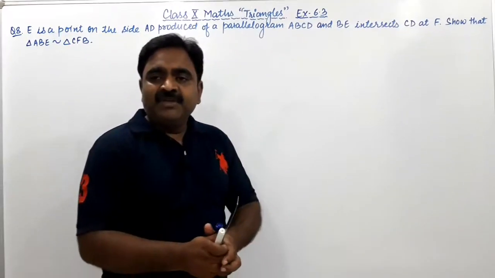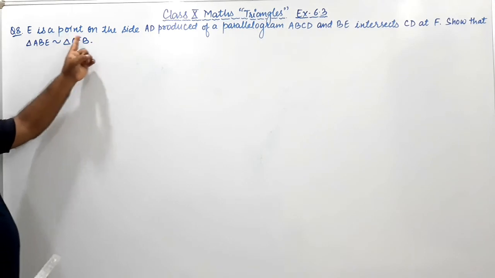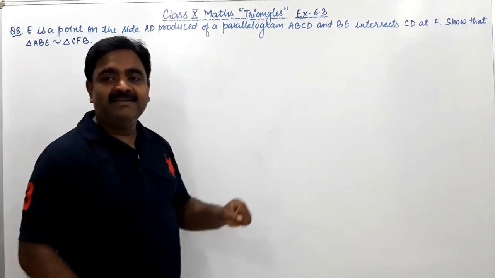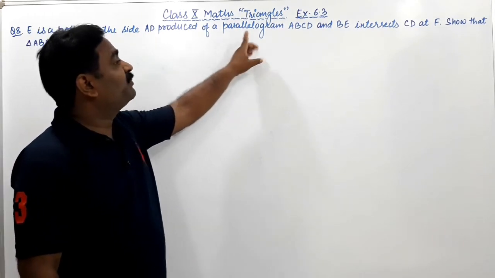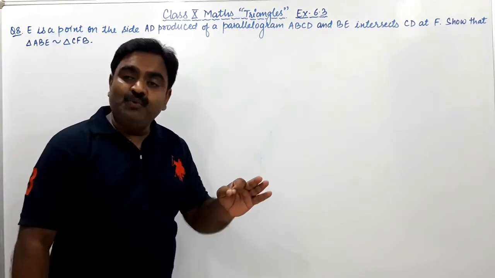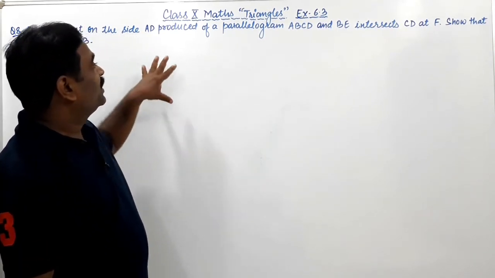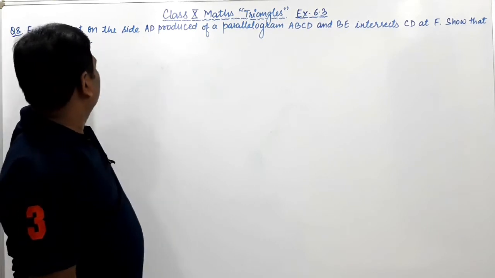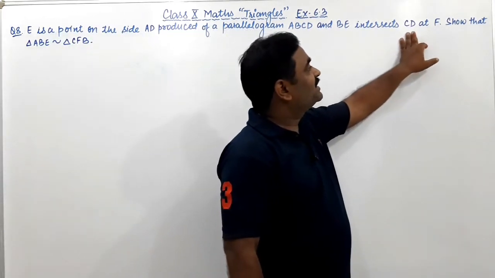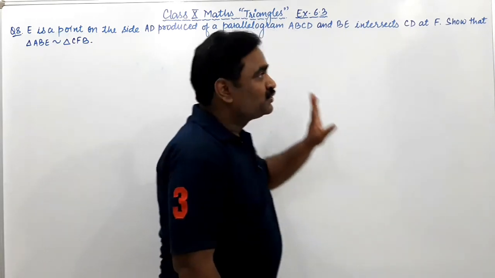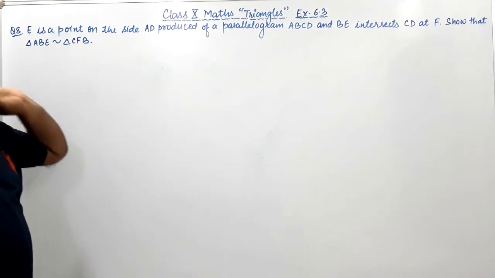Okay friends, so let's see the question number 8. In this it is given E is a point on the side AD if produced of a parallelogram ABCD. So you have actually a parallelogram ABCD. Now when you produce AD, then you will get a point E such that BE intersects CD at point F, so that triangle ABE is similar to triangle CFB.